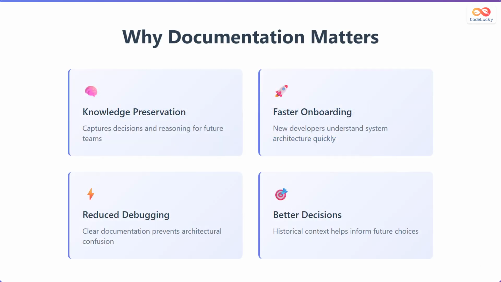Now let's discuss why documentation is crucial. First, it provides knowledge preservation by capturing decisions and reasoning for future teams. Next, it enables faster onboarding, allowing new developers to quickly understand the system architecture. Clear documentation prevents architectural confusion, which reduces debugging time. Last but not least, it helps with better decision-making, ensuring that historical context helps inform future choices.